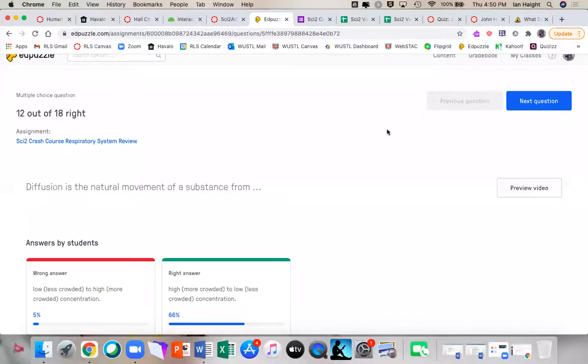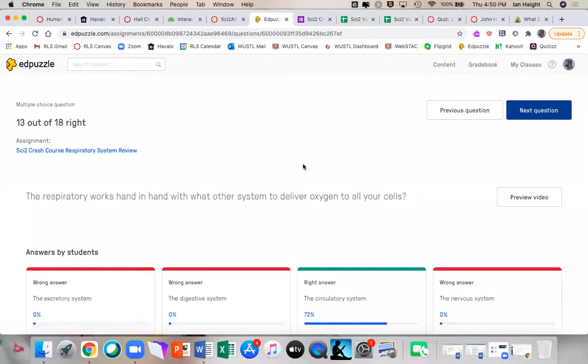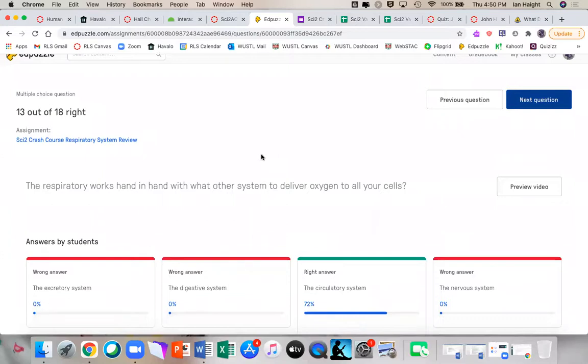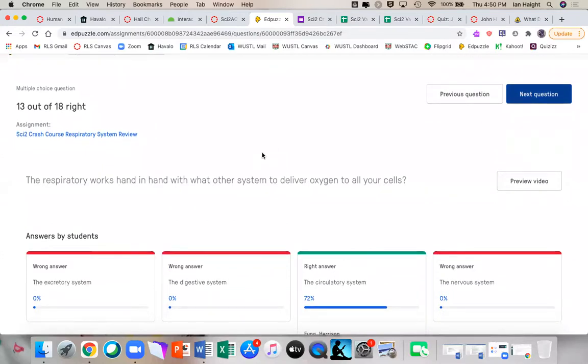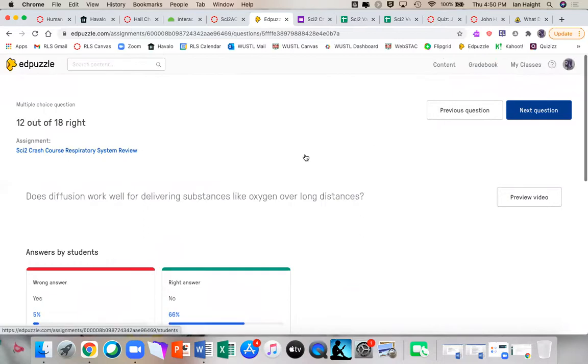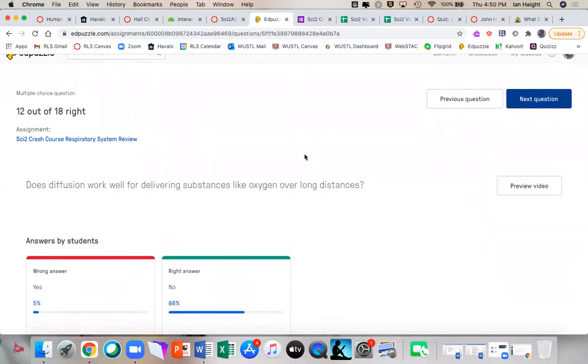Absorb nutrients from the food we eat and all that stuff. The respiratory system works hand in hand with the circulatory system. That's why we spent the last 2 lessons focused on that. Looks like everybody got that for delivering oxygen to all of our tissues and getting rid of carbon dioxide waste.